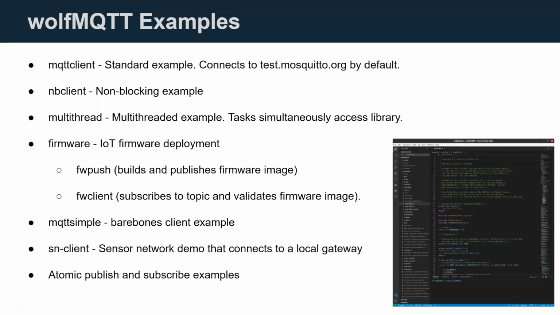And then we also created some new atomic publish and subscribe examples, and these are basically on the command line, you just specify the broker and the topic and then a message and it'll publish it, or you can just specify the broker and a topic and it'll subscribe to it.